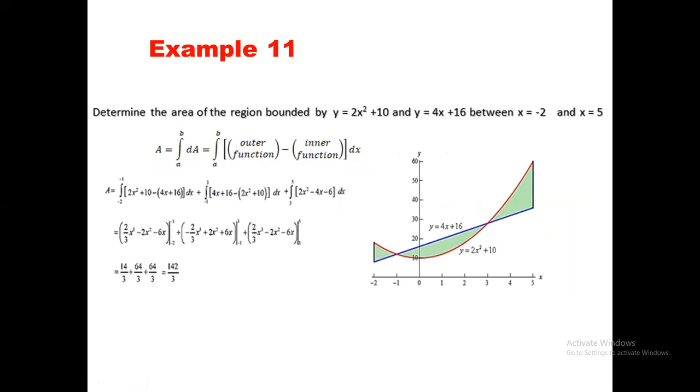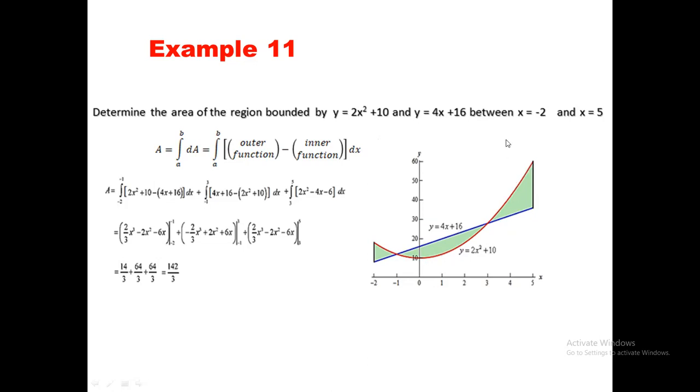Okay, so we go to the 11th example. Determine the area of the region bounded by y equal to 2x squared plus 10. And that would be this red curve here. And y equal to 4x plus 16. This y equal to 4x plus 16 is a linear equation. So meaning it's an equation of a line. And that line is this blue line here. This curve, which is a second degree equation, is this red curve here.